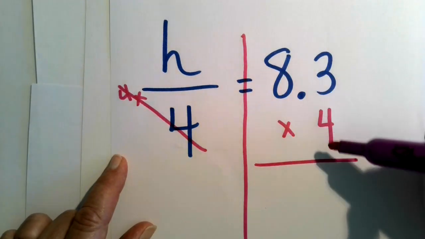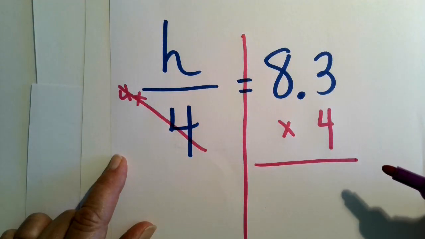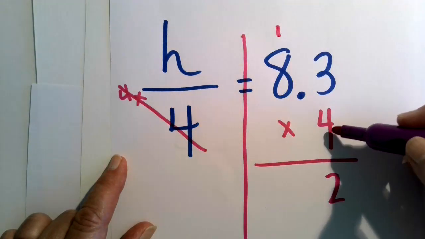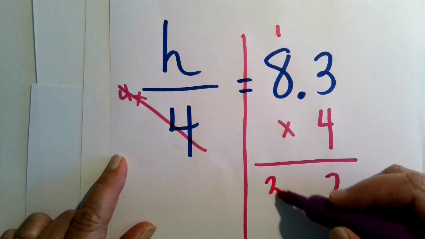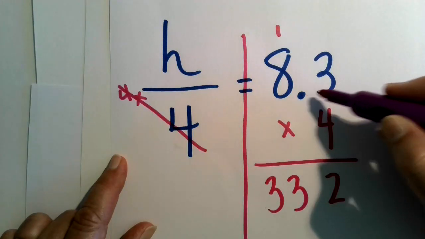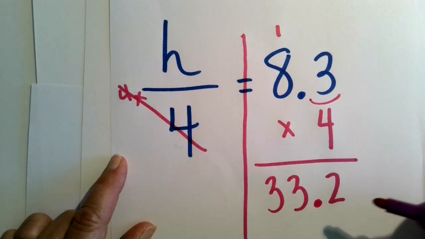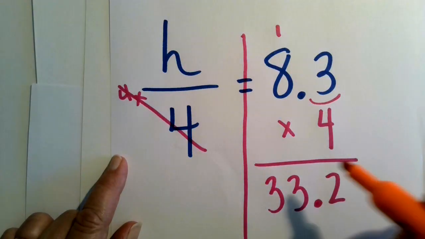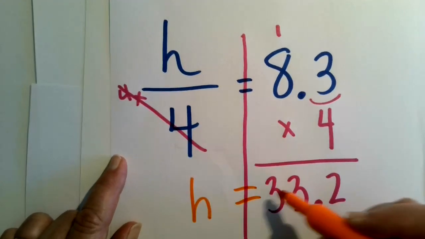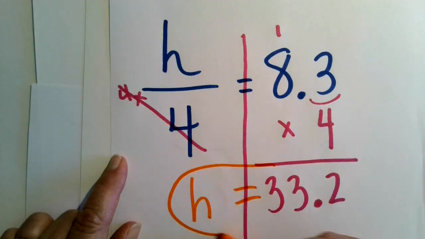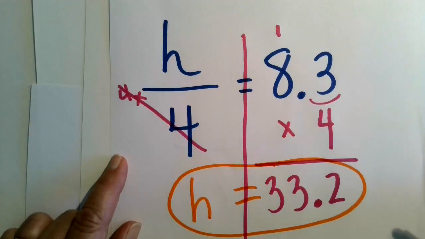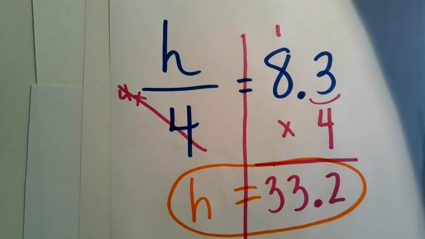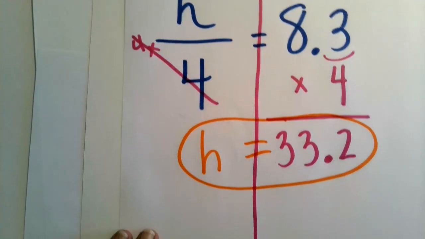And I need to see where you actually do the division or the multiplication here. So 3 times 4 is 12, 32, 33. And you go over once in the problem, so you need to go over once in the answer. So H equals 33 and 2/10, or 33.2. Circle your answer. Now, guys, this is where I really want to see your work, where you've done the checking.